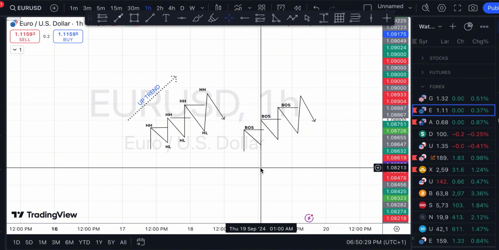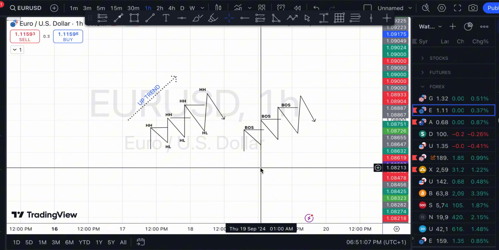So let me explain briefly what market structure really means. In forex trading, market structure refers to the way the market moves, highlighting patterns of price action over time. Understanding it is essential for identifying trends, price action levels, and potential opportunities in trading.